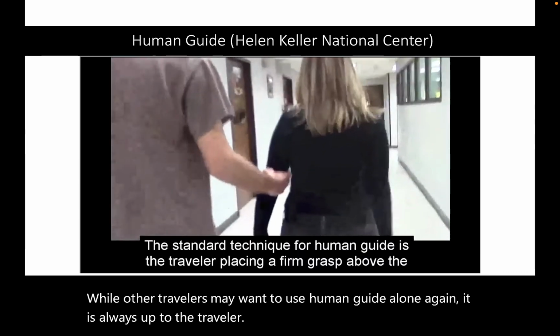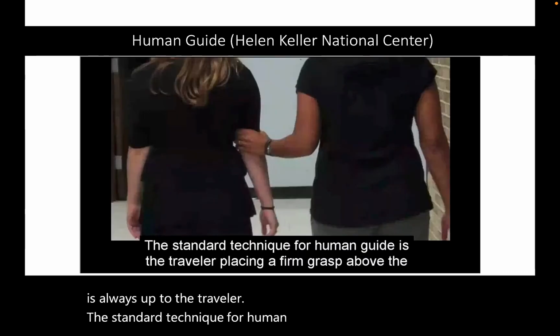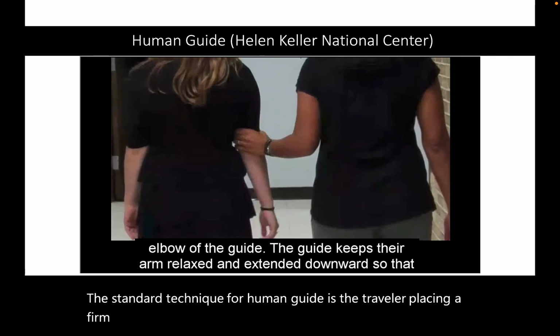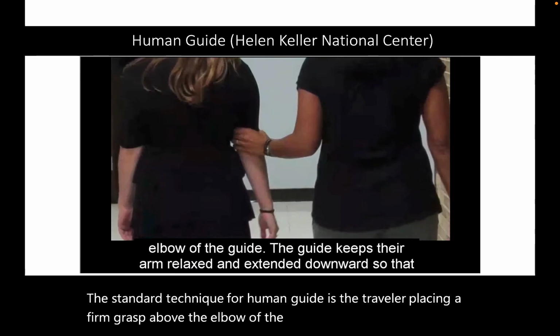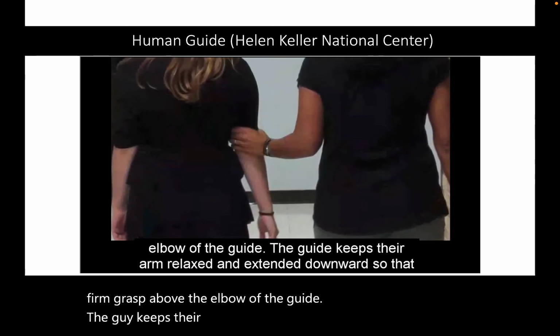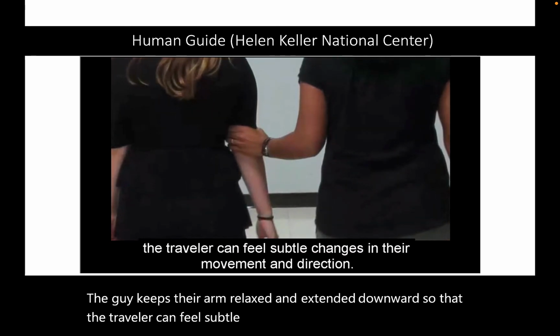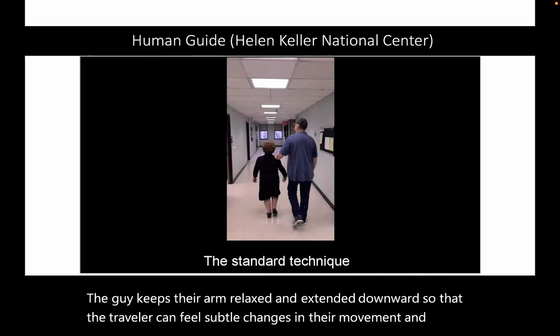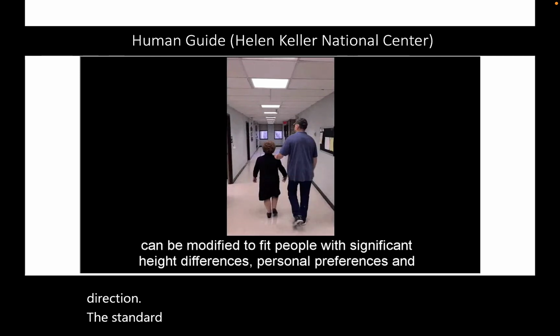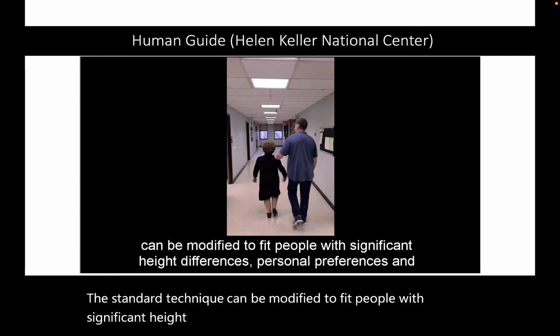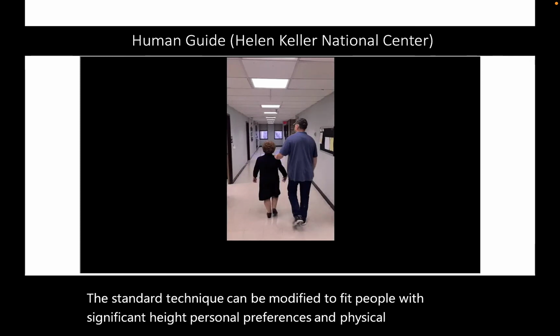Grasp and positioning. The standard technique for human guide is the traveler placing a firm grasp above the elbow of the guide. The guide keeps their arm relaxed and extended downward so that the traveler can feel subtle changes in their movement and direction. The standard technique can be modified to fit people with significant height differences, personal preferences, and physical challenges.